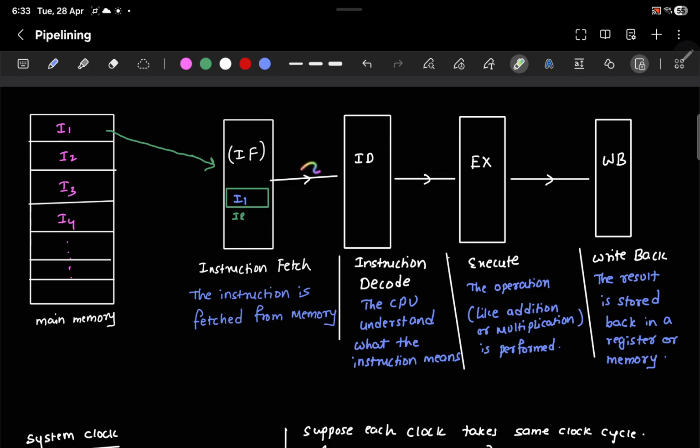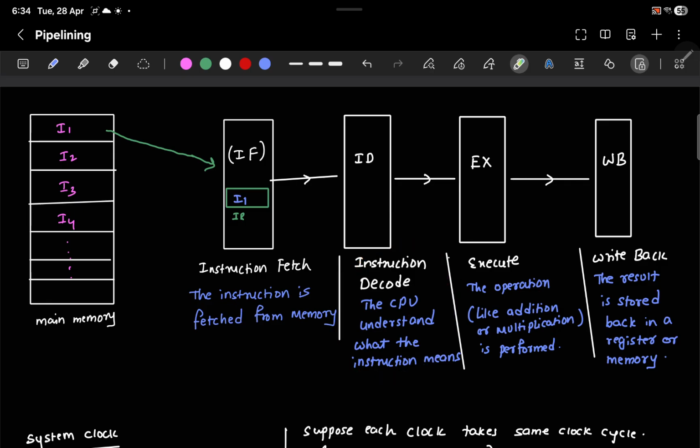After this phase is over, instruction 1 gets into the instruction decode phase. In this decode phase, it analyzes the instruction, what kind of instruction it is. Like we already saw with addressing modes: is it an immediate addressing mode, an indirect addressing mode, a direct addressing mode, or a relative addressing mode? All those analyses happen in this instruction decoding phase.